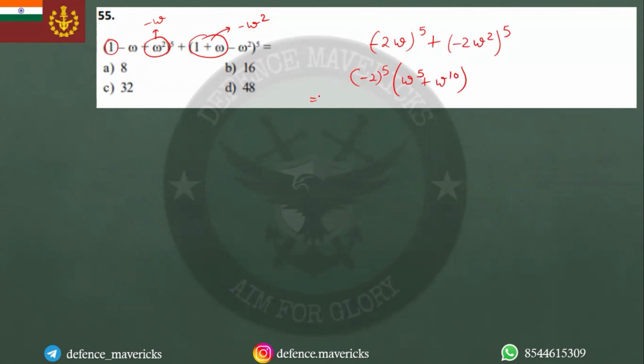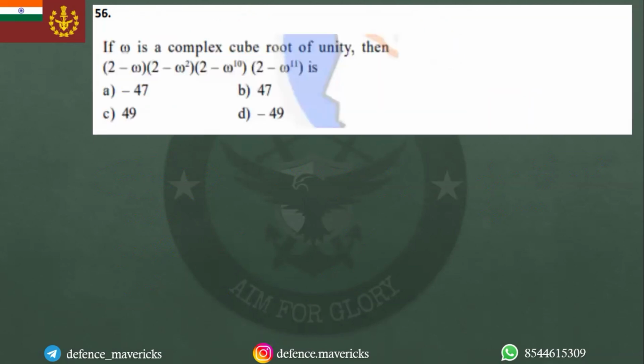So minus 2 power 5 is nothing but, 2 power 5 is 32, so this will become minus 32 because the minus sign is also there. Omega power 5 is omega square. You can just ignore the power of 3, just like we ignore the power of 4 in iota. Here you can ignore the power of 3. So this is omega square and this is just omega. So omega square plus omega is again minus 1. So minus 32 into minus 1 is 32, is the answer. Okay, so these questions will be asked, and it's very easy to be honest with you.